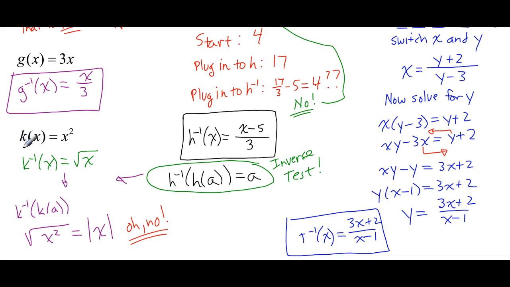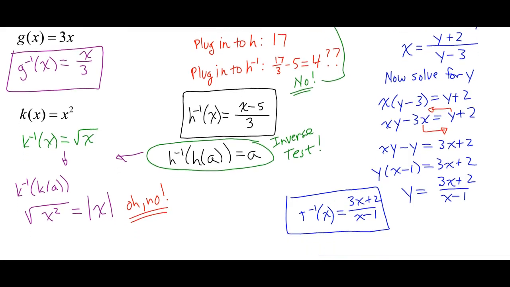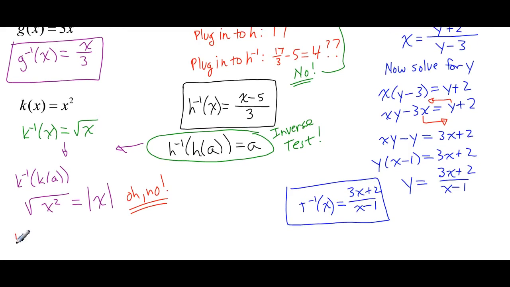So the problem with this function here is once you have an output, if I say the output is 49, you actually don't know what the input was. There's more than one possibility. The input could have been 7, or the input could have been negative 7. And what that means is this thing actually does not have an inverse. Some functions don't have inverses.